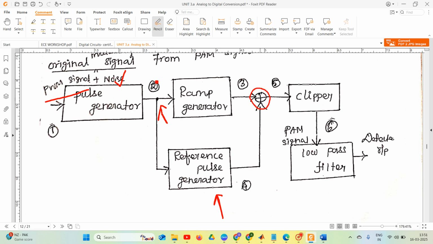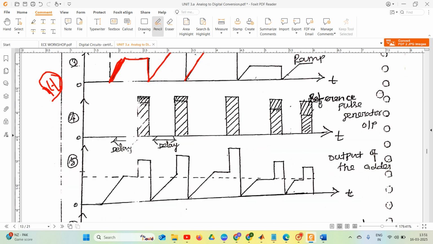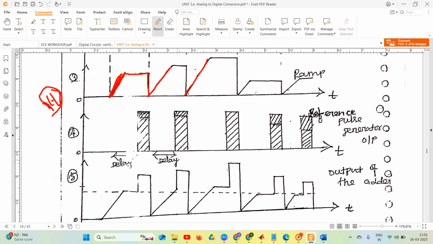This is our adder. After adding that, what will we get? We will get the output of the adder. It is like that. See here, like this. So we are adding this ramp signal and the reference pulse. Okay, you have studied in signals and systems how to add two signals, right? So up to this one we are getting here, up to this one we are getting here.